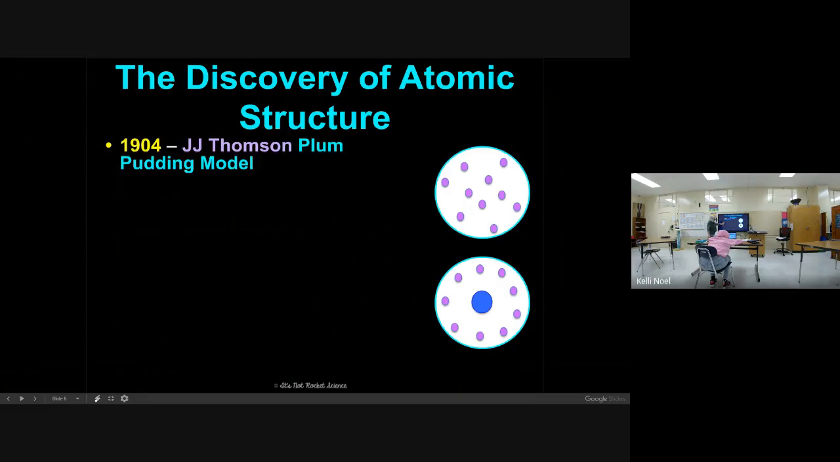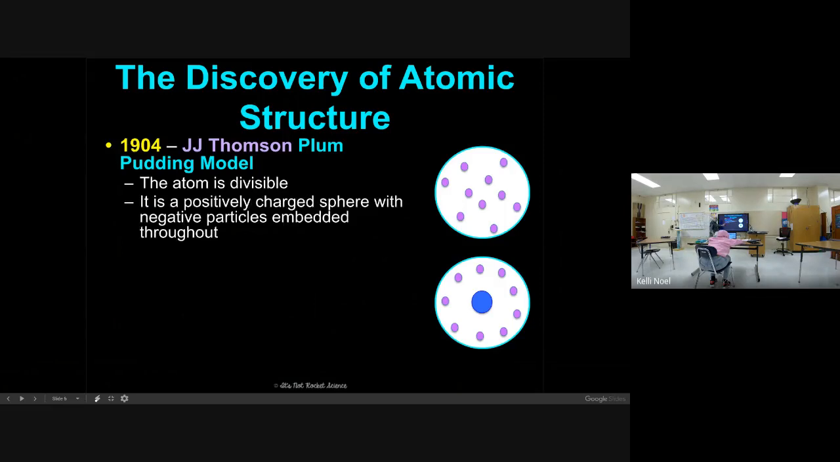And then in 1904 is when we finally start figuring out exactly what an atom is. J.J. Thomson has what we call a plum pudding model. He was from England, and one of their desserts is a plum pudding. And so he said that an atom is divisible, so you can divide it into smaller pieces.